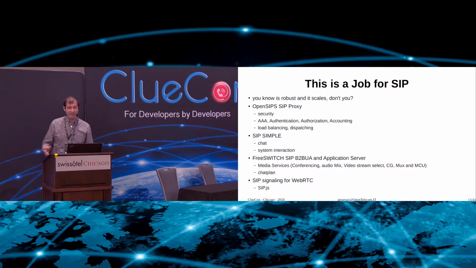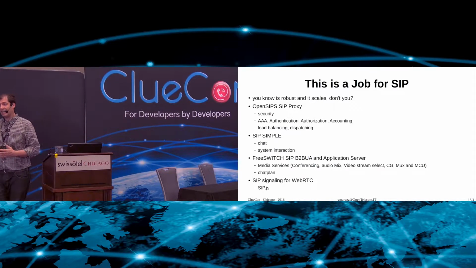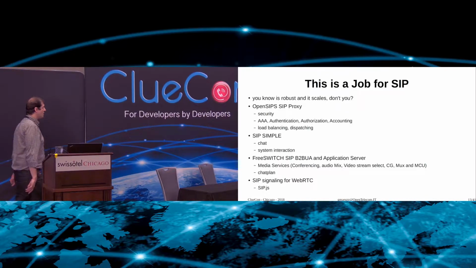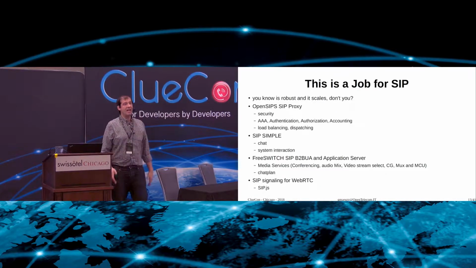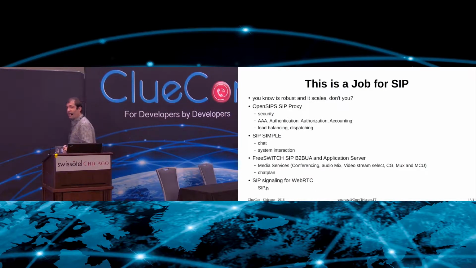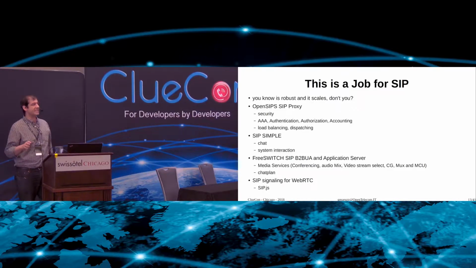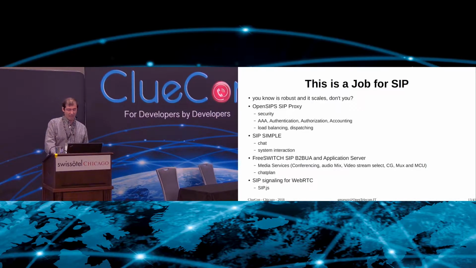So OpenSIPS as a proxy, or Kamailio, and SIP SIMPLE as the carrier of chat messages that go back and forth. But also, we will use SIP SIMPLE, so the messaging of SIP, to carry back and forth the commands. So for example, if I want to kick someone out of the conference, or I want to mute someone that has noise on his phone, I will send a simple SIP message that will be routed through our standard infrastructure, because it's SIP, and this will be converted to a command that will be given to the conference and will mute that specific microphone.